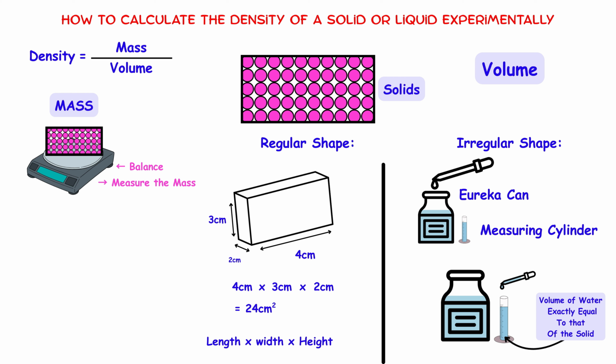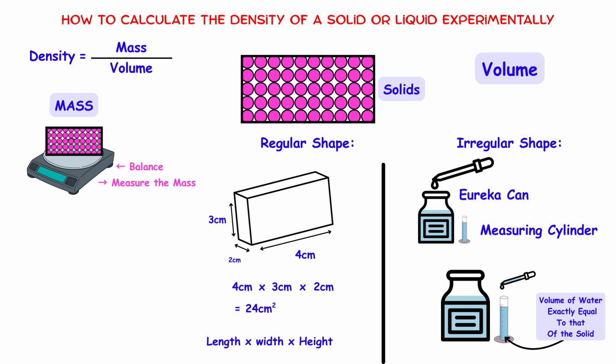However, if the object is irregularly shaped, we need to use a different method involving a eureka can and a measuring cylinder. A eureka can has a spout that allows water to escape, and when it is filled up to the level of the spout, any additional object placed into the water will cause its own volume of water to be displaced. That displaced water flows out into the measuring cylinder, and the volume of water collected is exactly equal to the volume of the solid.